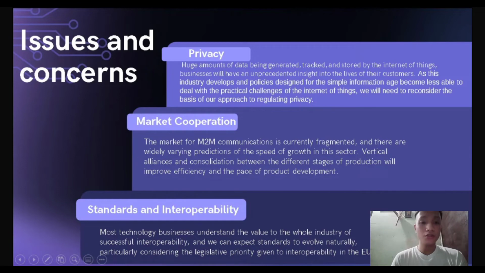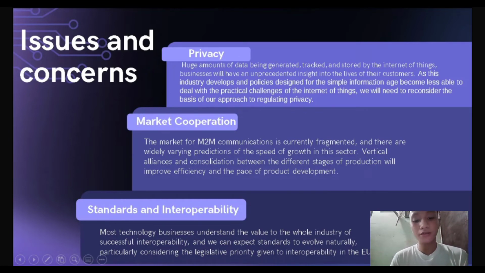Okay, next, issues and concerns. Privacy. A huge amount of data is being generated, tracked, and stored by the Internet of Things. Businesses will have an unprecedented insight into the lives of their customers. As this industry develops and policies designed for the simple information age become less able to deal with the practical challenges of the Internet of Things, we will need to reconsider the basis of our approach to regulating privacy.